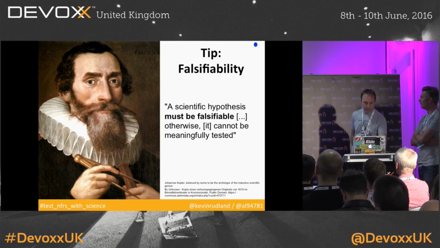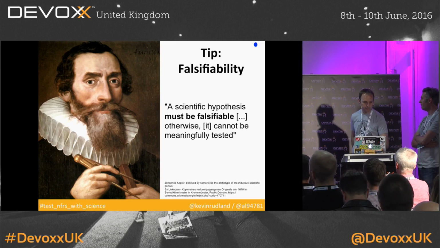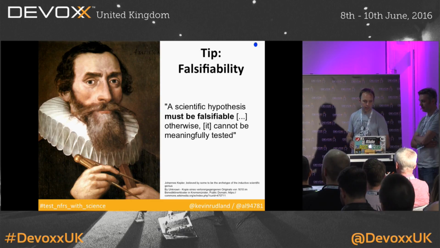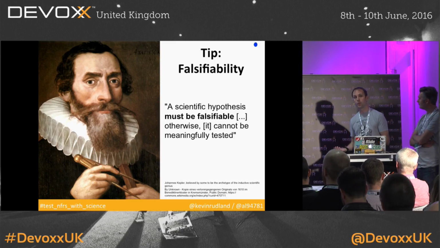So one of the key things is falsifiability. So you need to be able to disprove it. So basically what we're talking about here is you need your hypothesis and you need your counter-hypothesis. Your hypothesis is the thing you want to test for, but your counter-hypothesis is the end result of that: it doesn't happen.